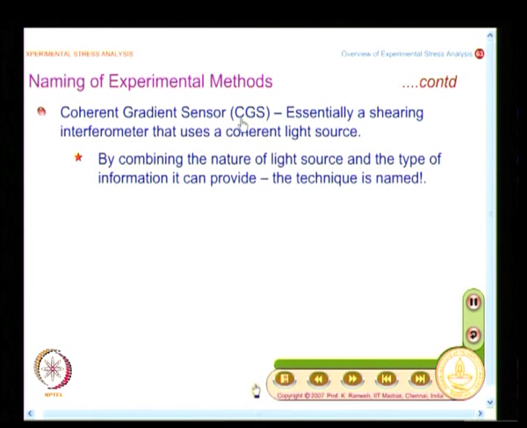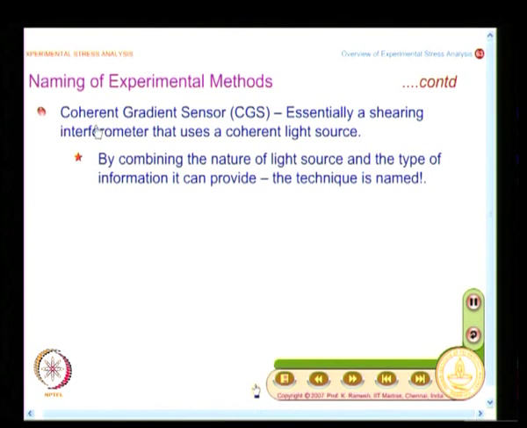And you know, researchers also want attention to their work. So, one of the reasons why they coin a technique is to attract the attention of others to look at what this technique is all about. So, coherent gradient sensor is very famously known as CGS, which is essentially a shearing interferometer. Now, people call it a shearing interferometer.